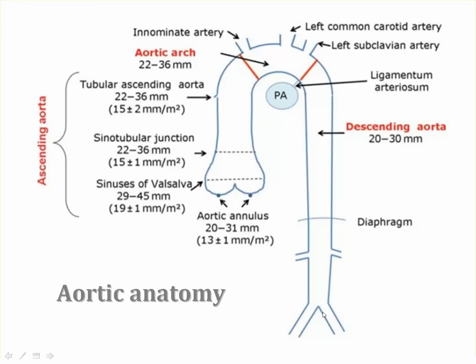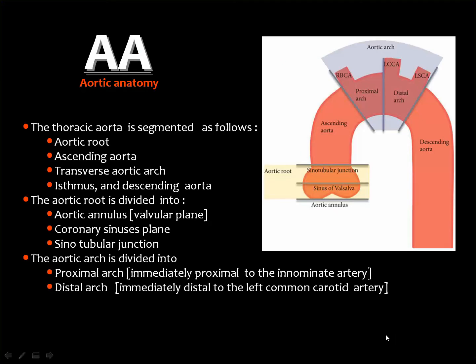multi-detector system. The anatomy of the aorta is divided into 3 main parts, or let's say 4 parts: the aortic root, the ascending aorta, the arch of the aorta, the descending thoracic, and the descending abdominal aorta. And there are specific measurements for each of these segments, but we will simplify these numbers to be helpful in the interpretation of imaging.